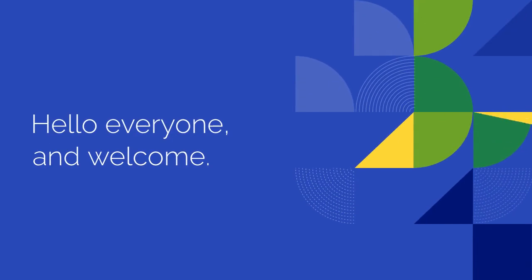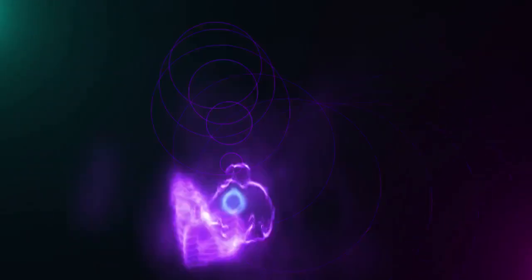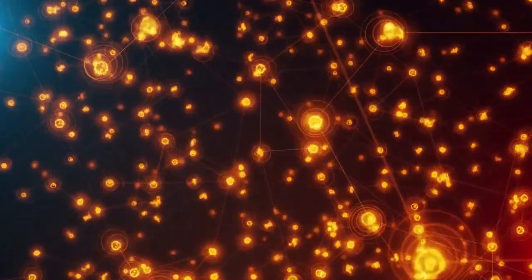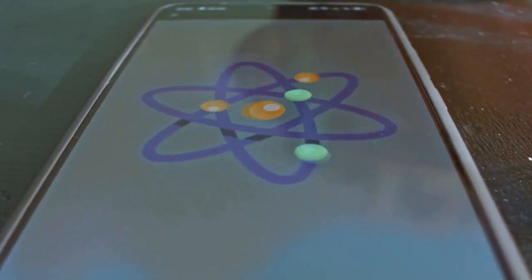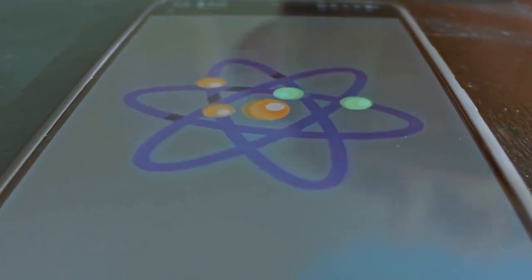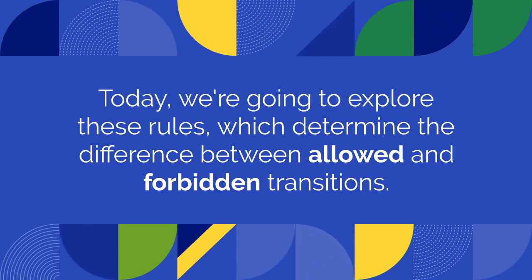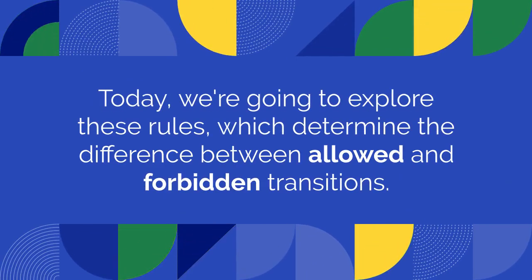Hello everyone, and welcome. Have you ever looked at a spectrum and noticed how some colored lines are incredibly bright while others are faint or missing entirely? It's not random. Atoms and molecules are like tiny machines that follow a strict set of rules when they interact with light. Today, we're going to explore these rules, which determine the difference between allowed and forbidden transitions.